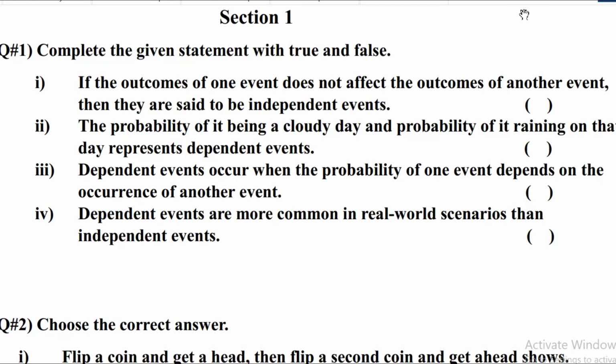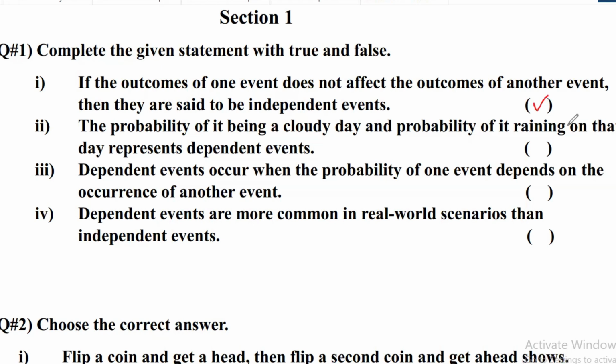Section 1, complete the given statement with true or false. If the outcome of one event does not affect the outcome of another event, then they are said to be independent events. So yes, it is true. A good example of an independent event is flipping a coin. Either your event is head or tail, your total outcomes are the same. And if you flip the coin twice, your outcomes are still the same. So this is an example of independent events as well.